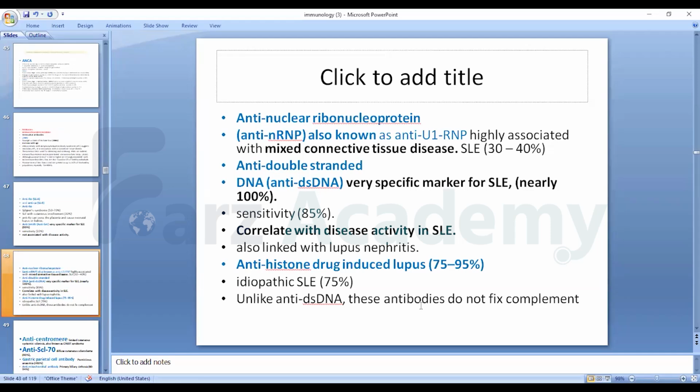Antihistone antibodies are typically present in drug-induced lupus. A few drugs can cause drug-induced lupus, such as isoniazid. In these cases, the antihistone antibody is positive. Unlike anti-dsDNA, these antibodies do not fix complement.